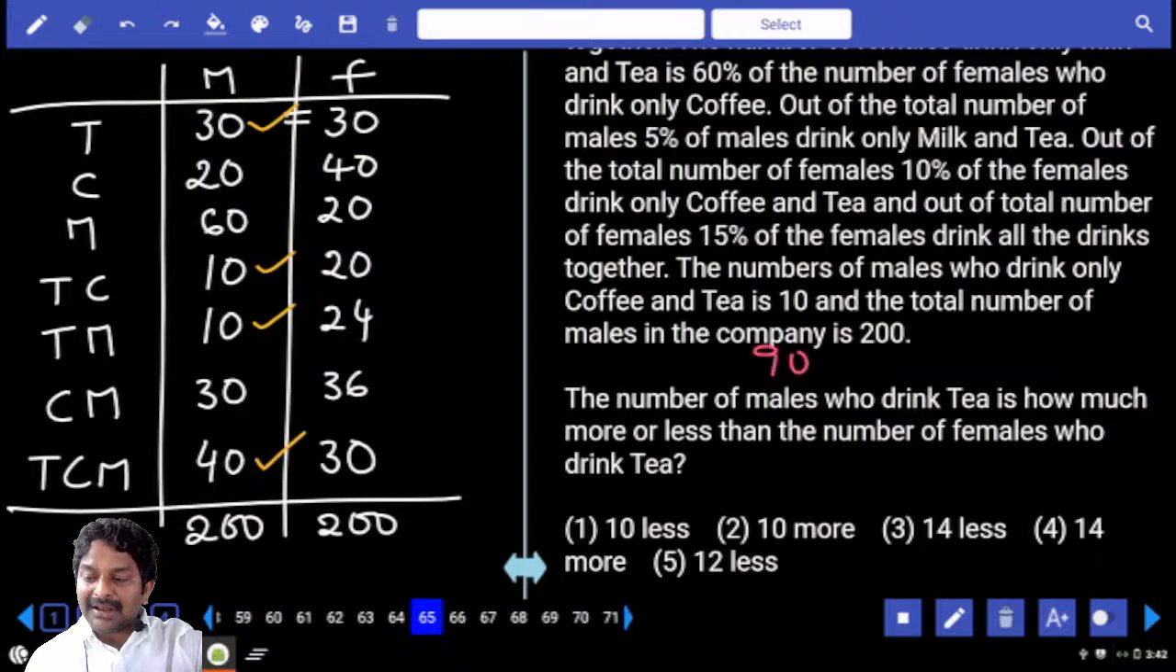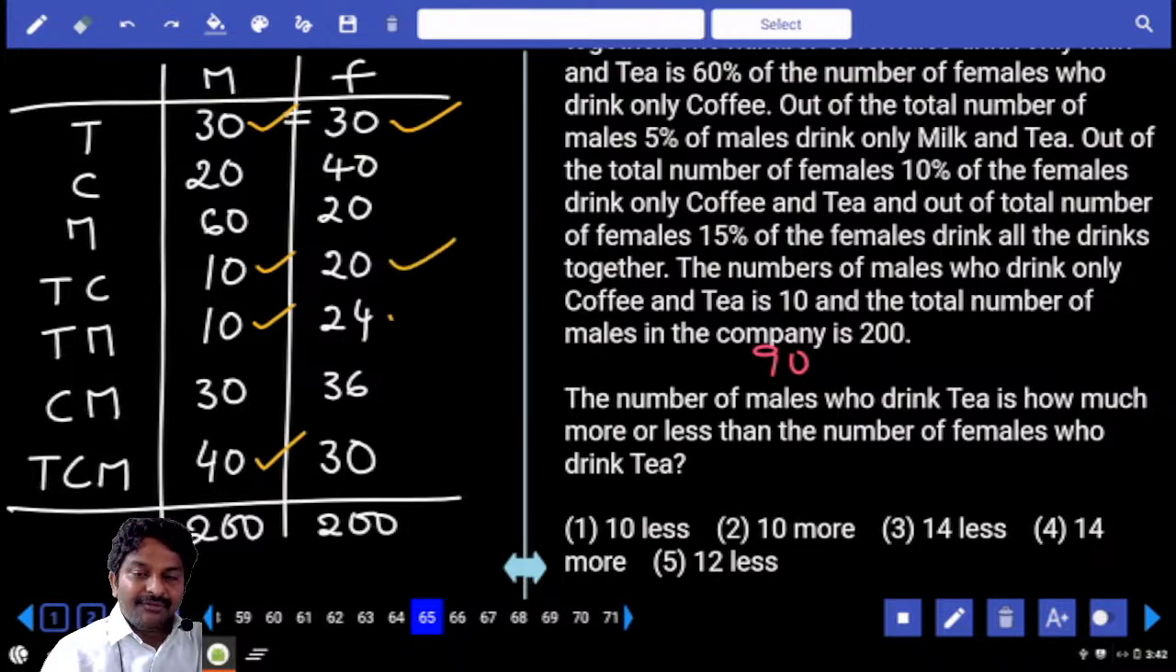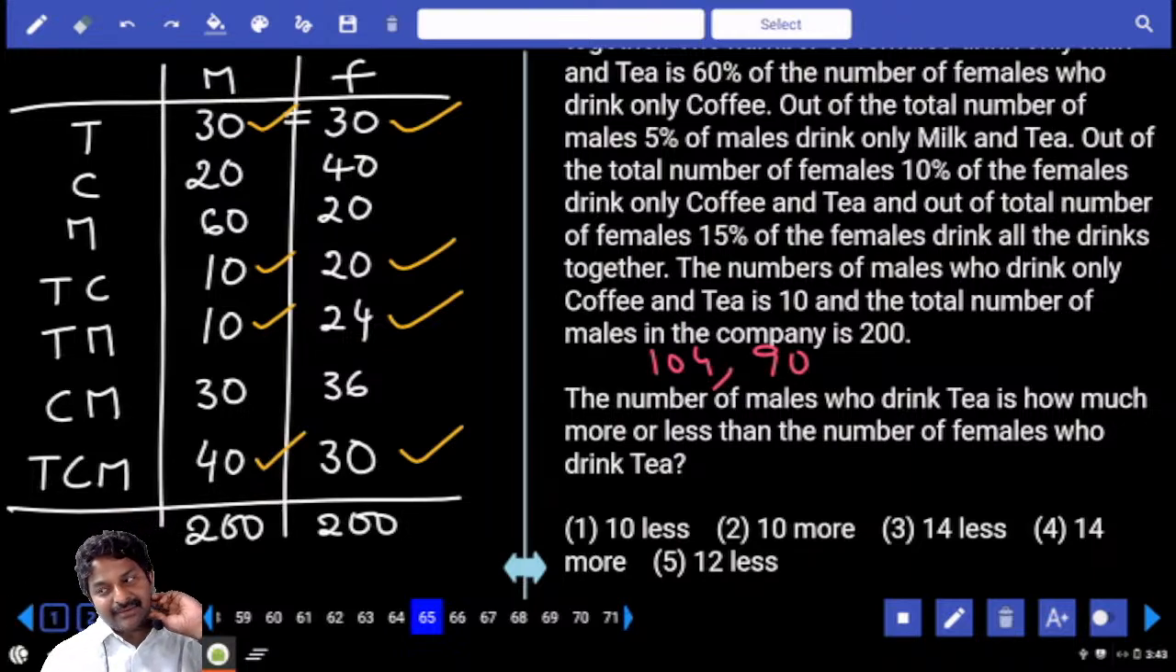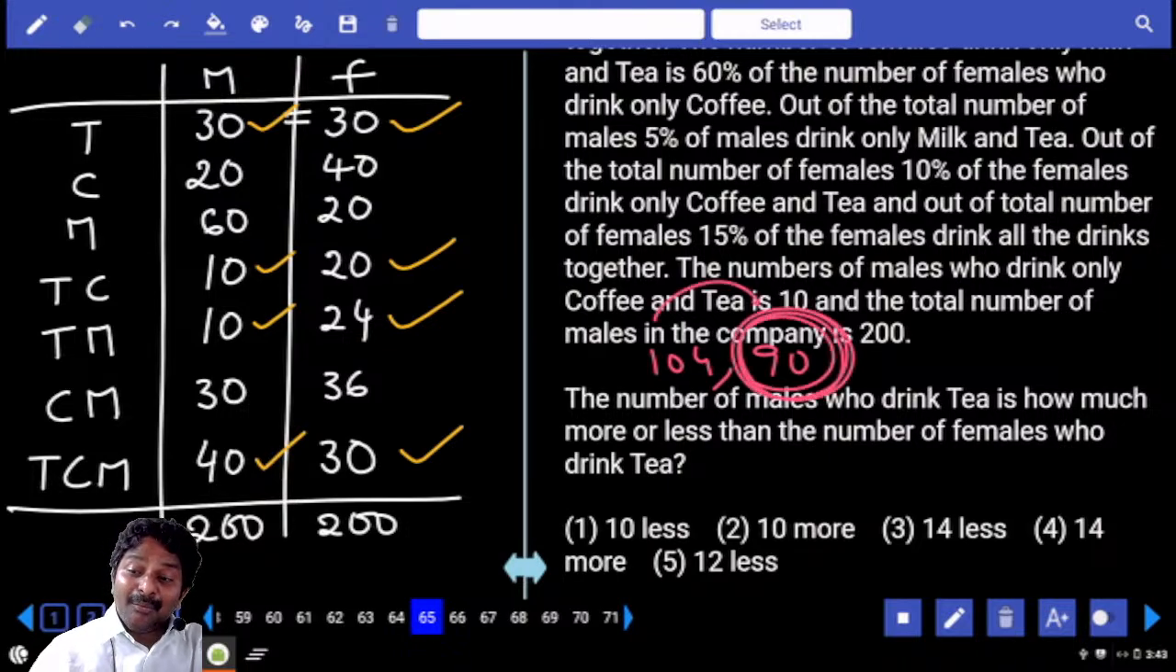Is how much more or less than female who drink tea? Even in female also we should add both. Same numbers. 30, 20, 50, 24, 74, 30, 104. We were asked to calculate difference between both the numbers. How much is that? 14. More or less? 90 is more than 104 or less than 104? Less than 104. Answer third option, 14 less.